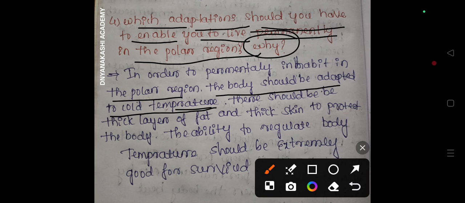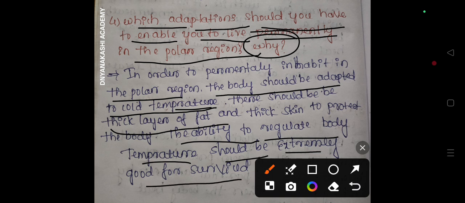There should be a thick layer of fat. Polar region animals have a very thick fat layer and thick skin to support the body's ability to regulate body temperature, which is extremely good for survival in the cold region.